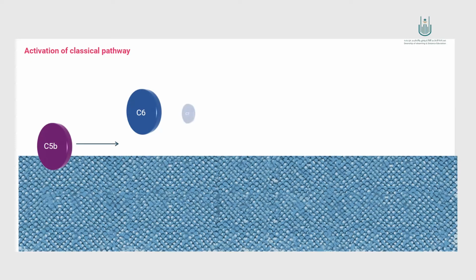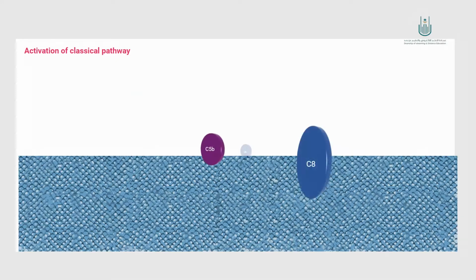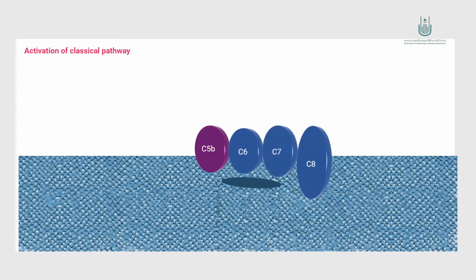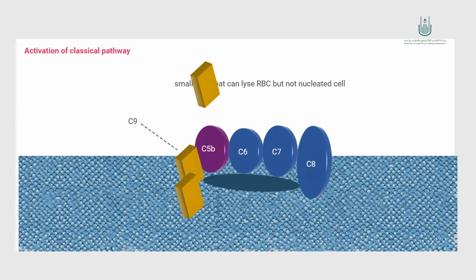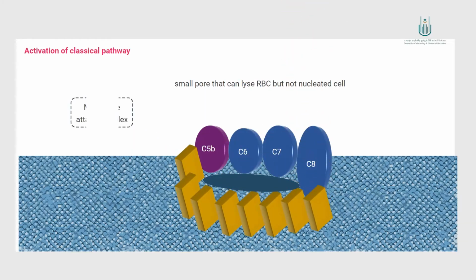C7 binds to C5b6. C8 will bind to C5b67, exposing the hydrophobic region. C5b678 creates a small pore that can lyse RBCs but not nucleated cells. The final step is binding of 10 to 14 molecules of C9 to the C5b678 complex to form the membrane attack complex, MAC, which is inserted into the cell membrane, punches a hole, and initiates the cell's lysis by influx of water and loss of electrolytes.